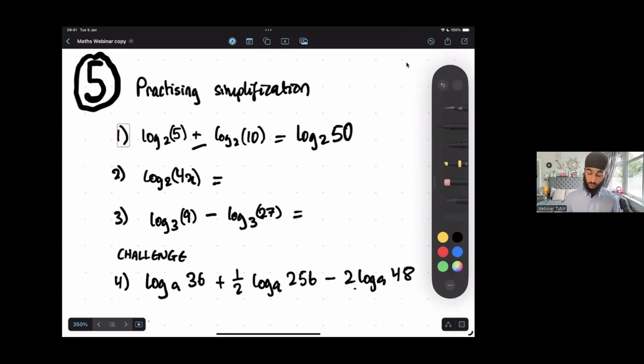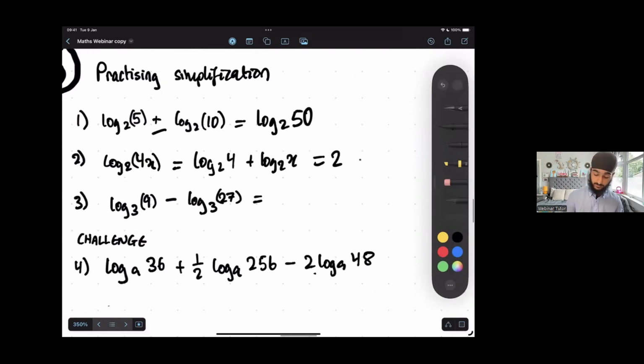For log base 2 of 4x, it's the same rule as above. This time we're just splitting them. So we can split them like this. I'm taking factors 4 and x of 4x. So log base 2 of 4 and log base 2 of x. That simplifies further. I know that 2 to the power of 2 is 4. So that's 2 plus log base 2 of x.